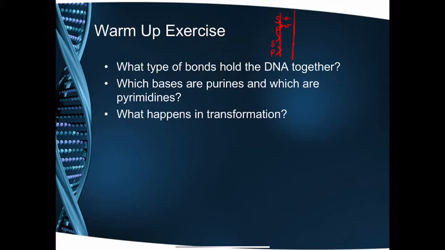Which bases are purines and which are pyrimidines? Adenine and guanine are purines, and cytosine, uracil, and thymine are pyrimidines. AG-CUT, that's what I remember. And then what happens in transformation? So that's when one cell, in the case we were talking about was bacteria, takes in the DNA from an external source and incorporates it into their genome. So that is a transformation.